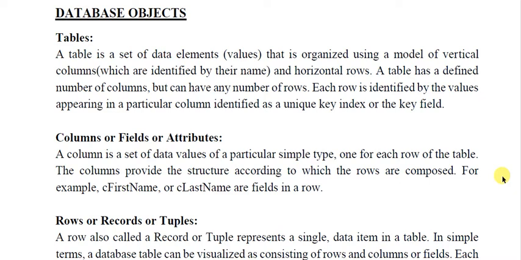The next object is column or fields or attributes. All these three names are synonyms. A column is a set of values of a particular type, one for each row of the table. Please note this point, that each cell will have an atomic value. You cannot put more than one value in a cell. The columns provide the structure according to which the rows are composed.